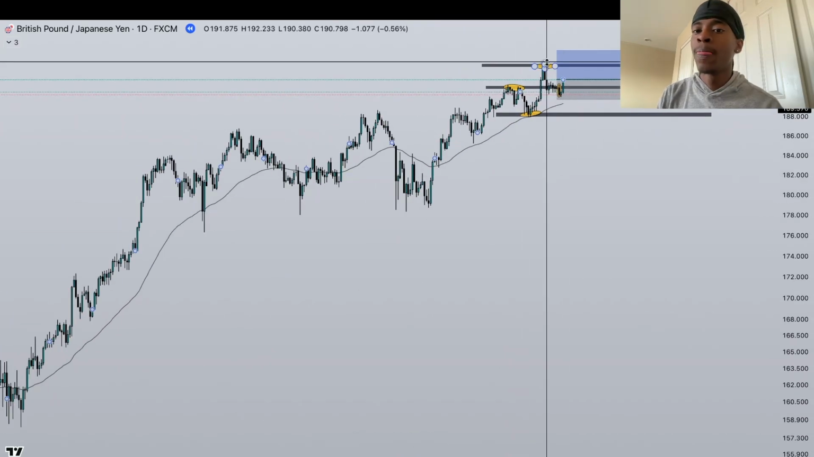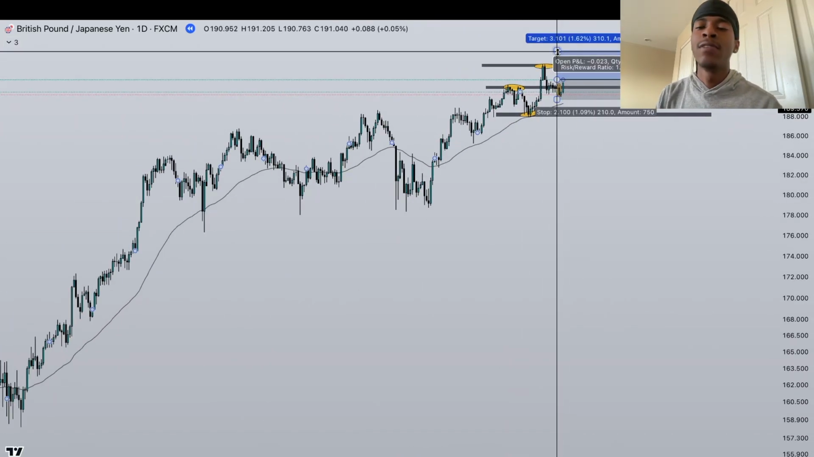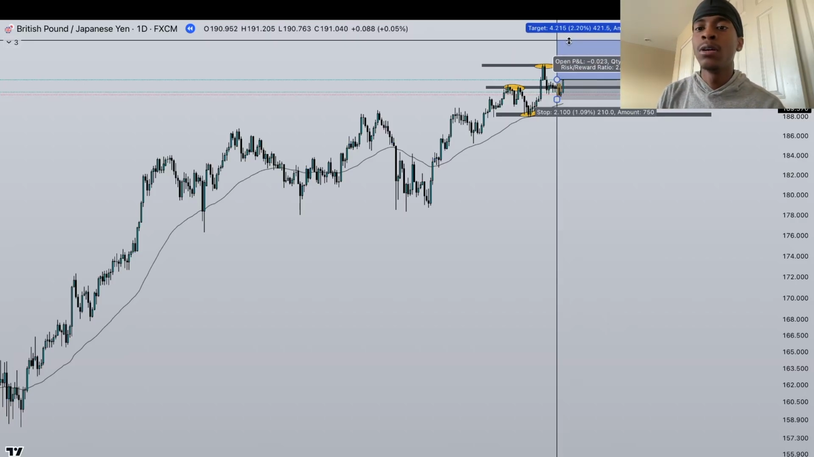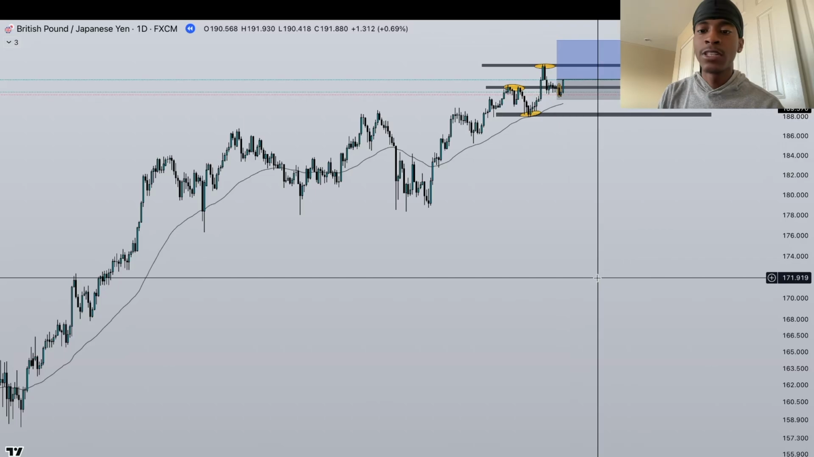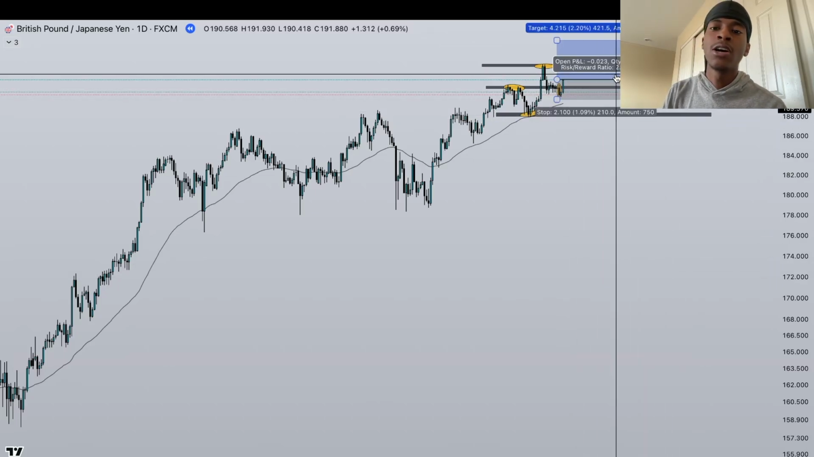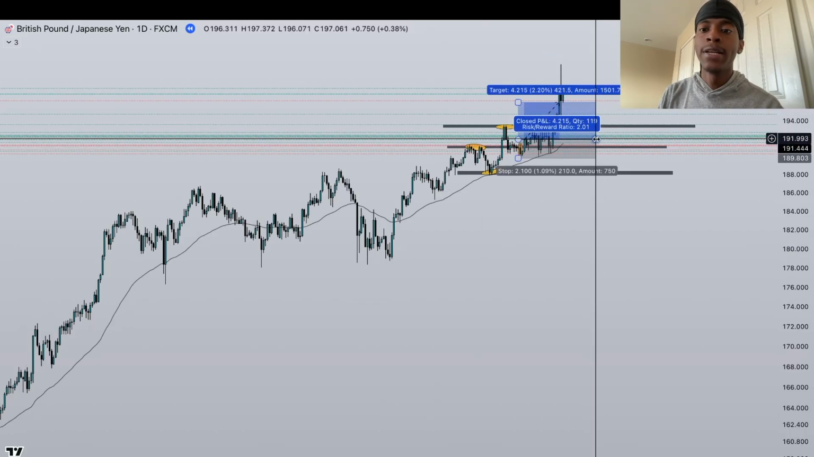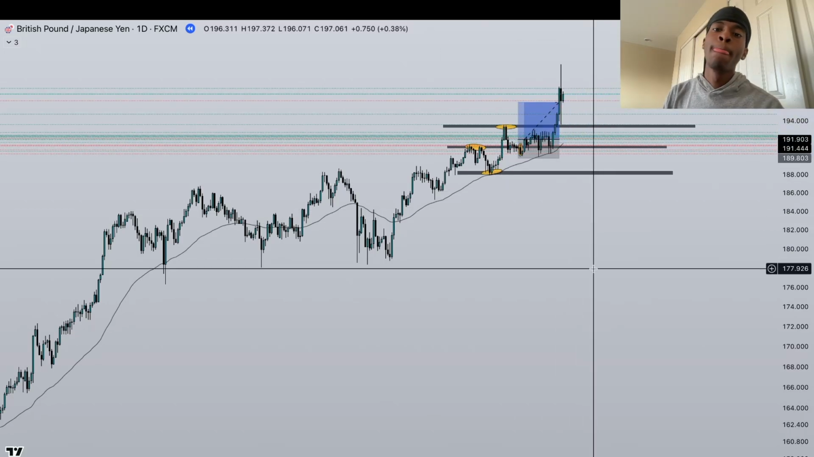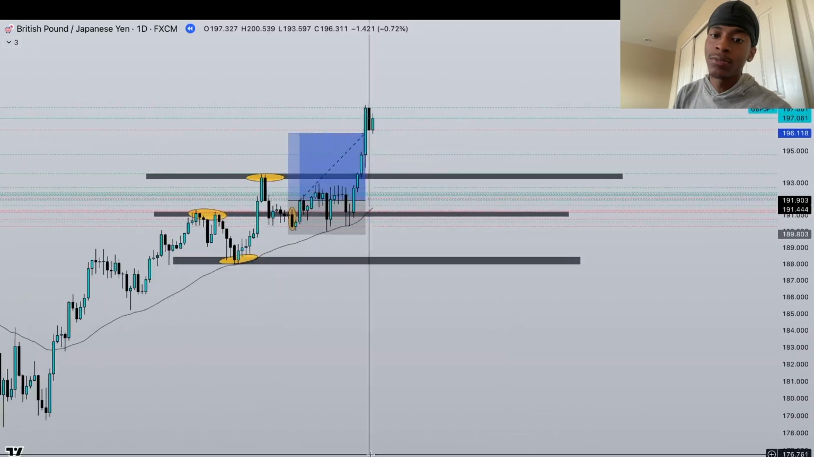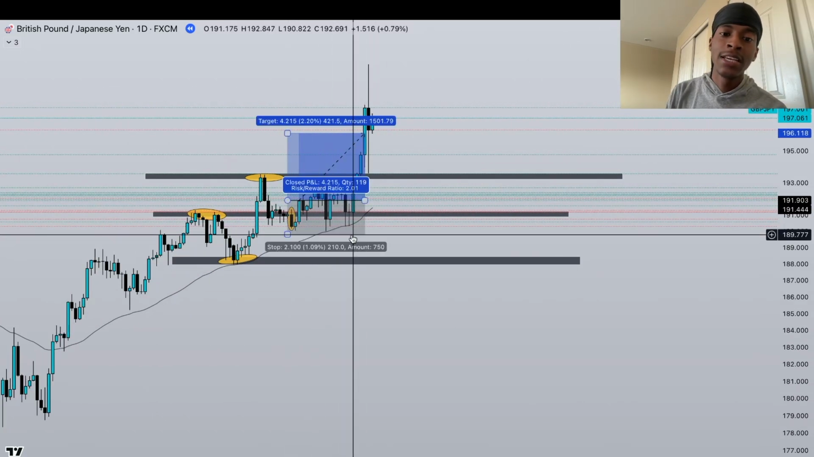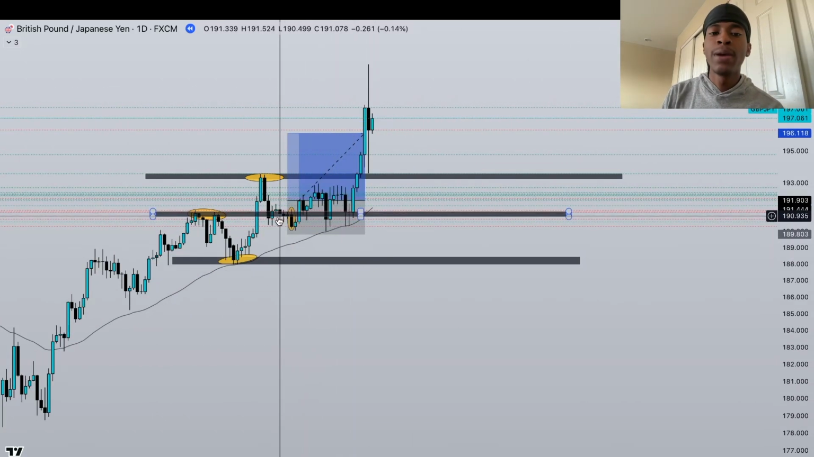And then what do I do from here? I just aim for what I need. Now I would have other targets, obviously, but in this example, we're just going to aim for a 1 to 2. Just for this example, and we want to see exactly how price wants to play out. And boom, just like that, man. As you can see, we got close. Price got pretty close to taking us out, but it respected the structure.